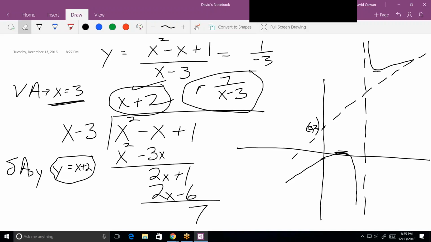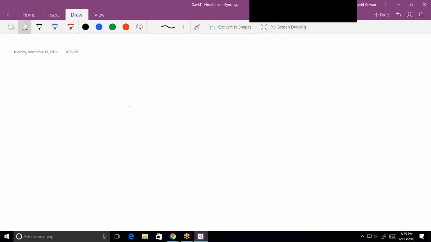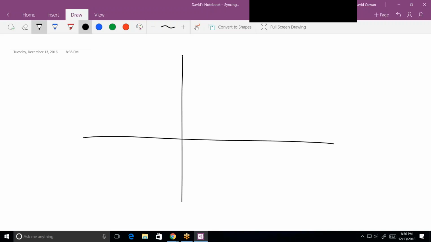I have one question. What is the major difference between calculus and algebra? Calculus is, in 4 words, instantaneous rate of change of a function. If I draw a function, well, let's just take this function here.